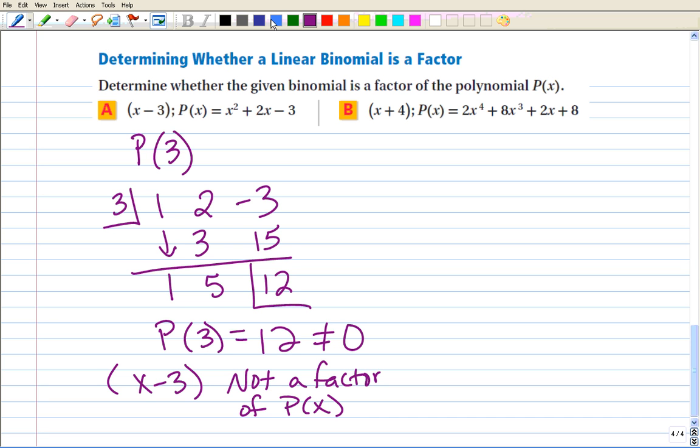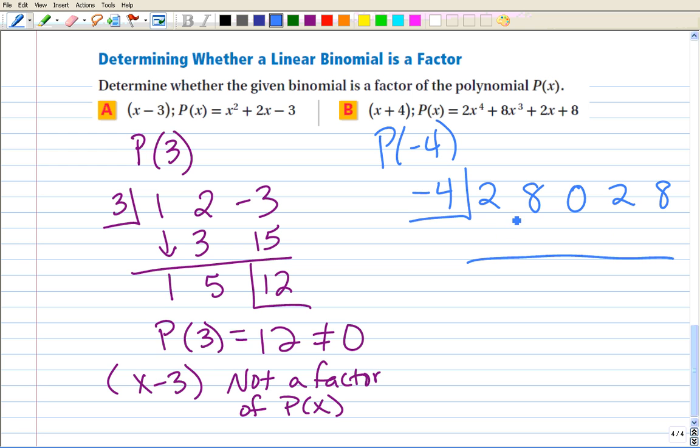Let's check out another example. So here we have another polynomial with a binomial of x plus 4. We're checking if x plus 4 is a factor of p of x. So let's check for p of -4. So we have -4. Line up your coefficients. So we have 2x to the fourth plus 8x cubed. We skip the x squared, so we have 0x squared, then plus 2x plus 8. Bring down the first term and multiply and add.